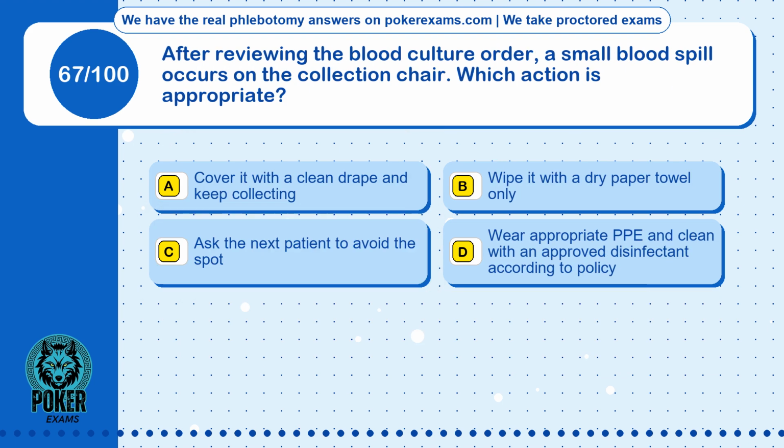Question 67. After reviewing the blood culture order, a small blood spill occurs on the collection chair. Which action is appropriate? Option A. Cover it with a clean drape and keep collecting. Option B. Wipe it with a dry paper towel only. Option C. Ask the next patient to avoid the spot. Option D. Wear appropriate PPE and clean with an approved disinfectant according to policy.